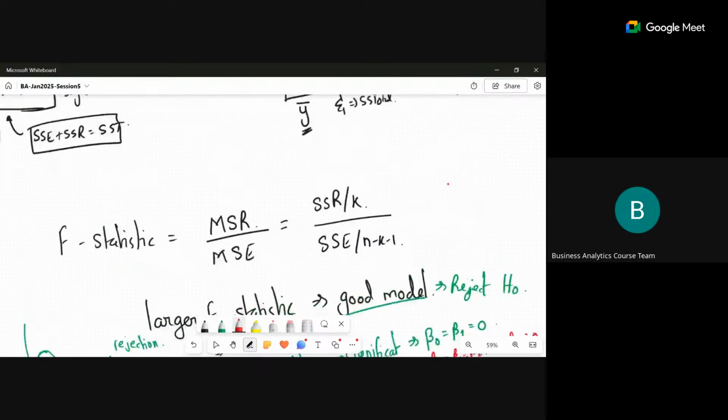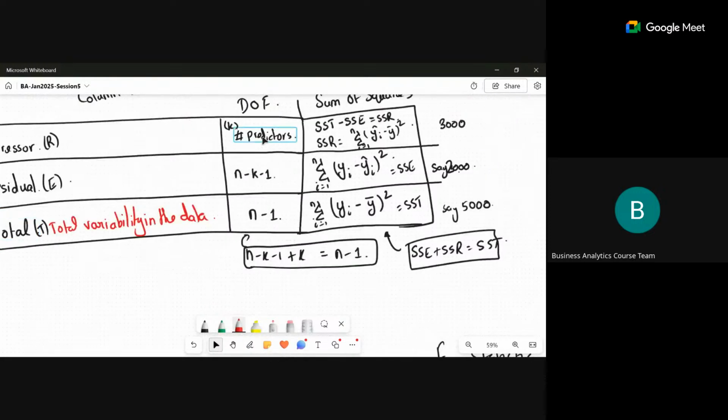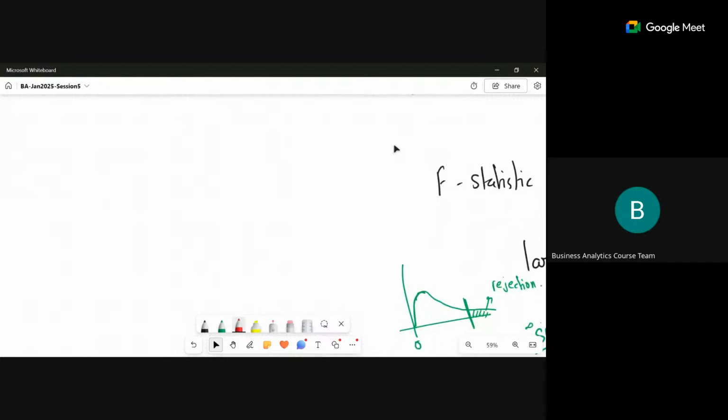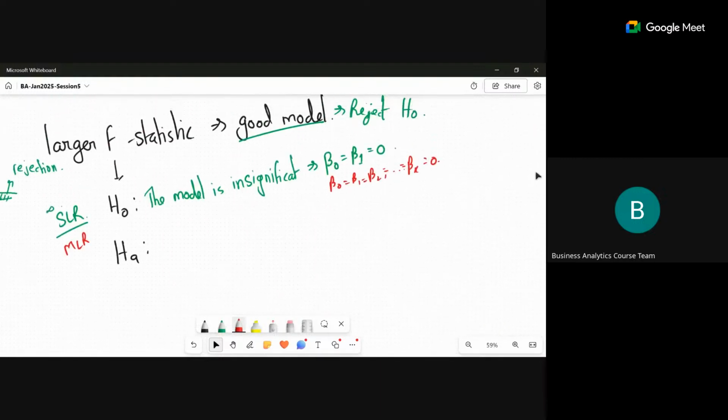Given k predictors, because remember, it is always given k predictors, how much variability am I capturing? Even if one of them is insignificant, the model will become insignificant. So all of them should be non-zero. That is the question. And your alternative is that the model is significant.